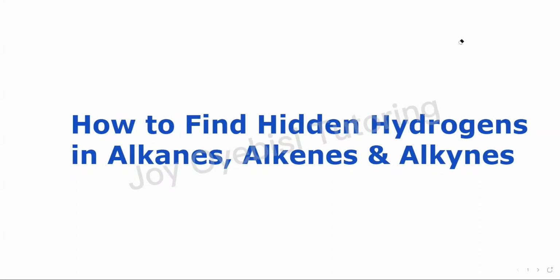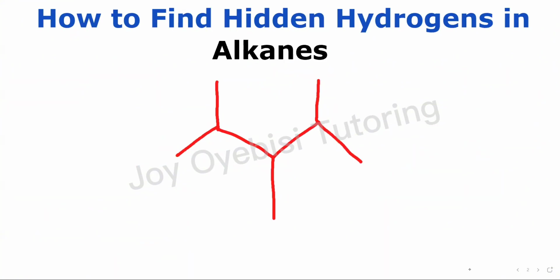Hello, in this video, I'm going to be showing you how to find hidden hydrogens in skeletal structures of alkanes, alkenes, and alkynes. For alkanes, you have single carbon bonds all through. The best way to find your number of carbons and hydrogen is to use the general formula, which is CnH2n plus 2, where this n is the number of carbon atoms.